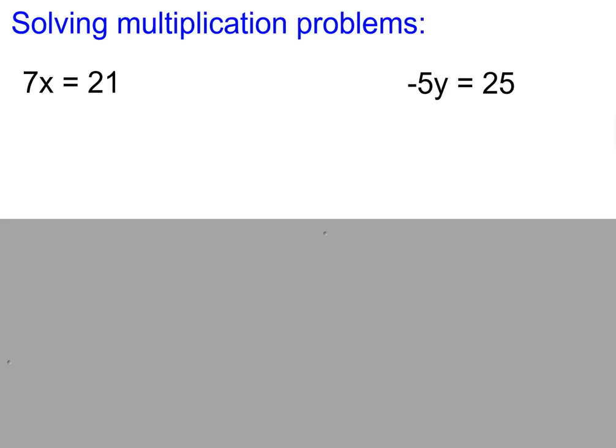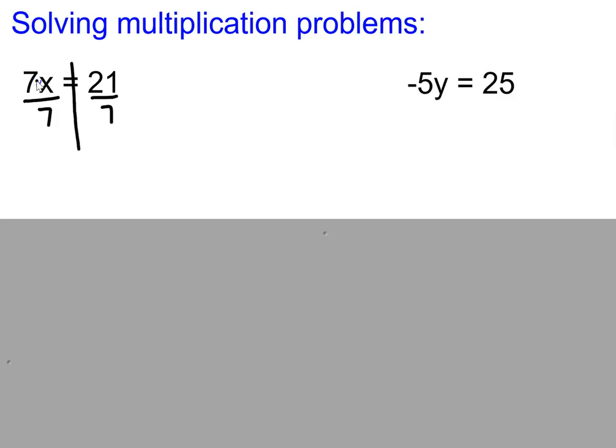Right now we have 7 maroon boxes on the left and 21 circles on the right. How can we partition this up to only get one of those x's? Well, we need to divide it. If we have multiplication, 7 times x, we need to do the opposite of multiplication, the inverse, which is to divide by 7. Again, if I do it to one side, I need to do it to the other side.